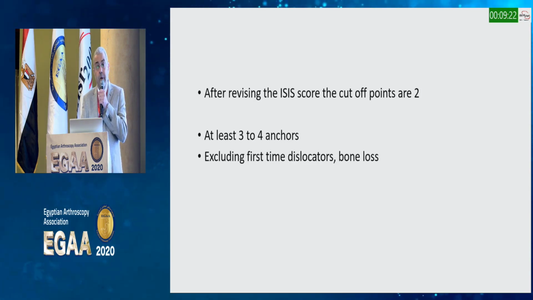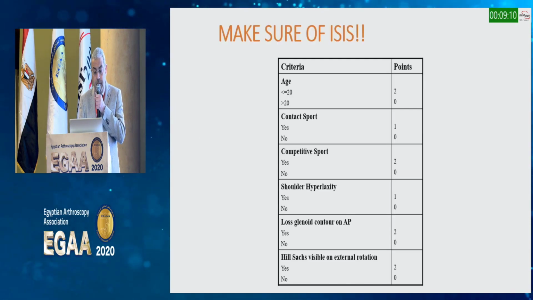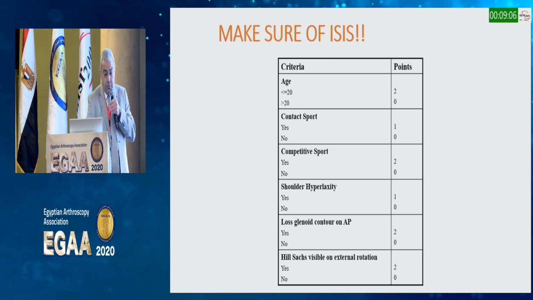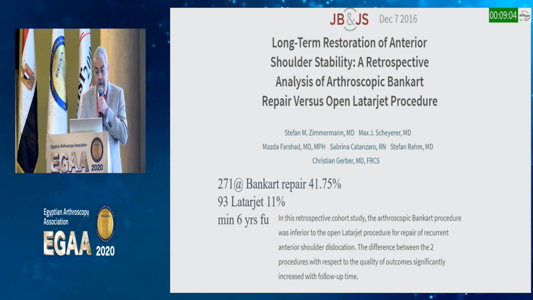I remember somebody was asking Pascal Boileau 3 or 4 years ago, this means that we'll never do a Bankart repair. Again, he said, yes, we'll never do an arthroscopic Bankart repair. Have a look again at the ISIS score. I think it's very important to apply it for our patients.